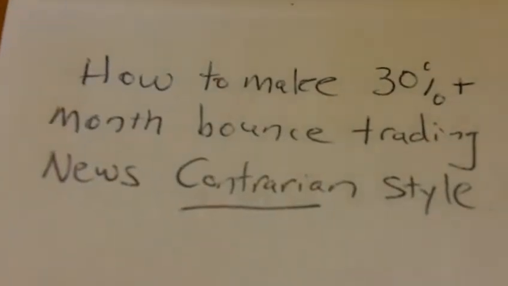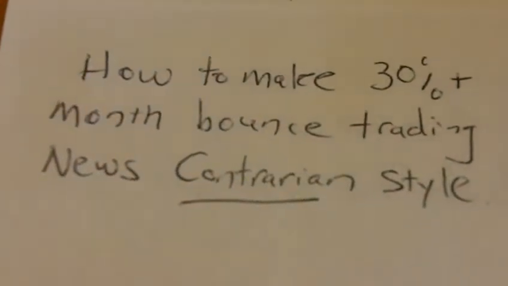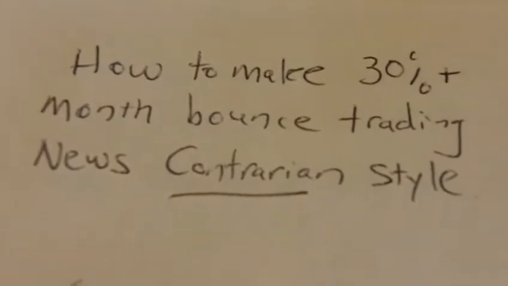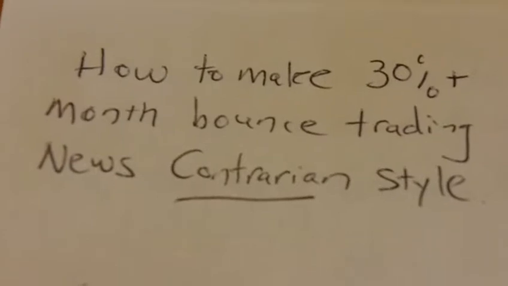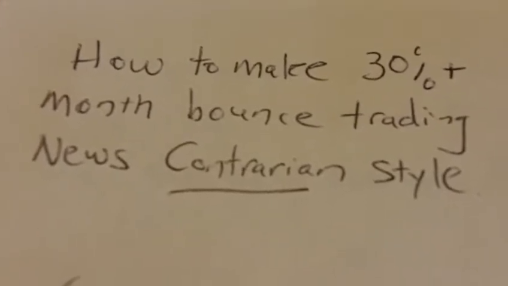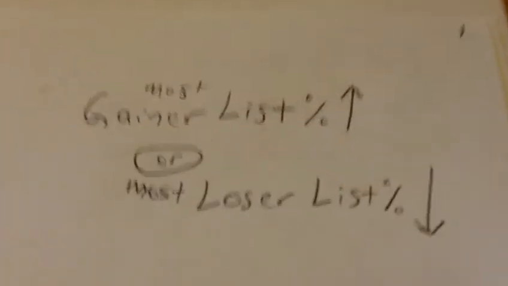Welcome to the video of how to make 30% a month trading the news. In this video, we're going to learn how to contrarian trade the news, going against public overreaction, to make money on bounce backing and options. As demonstrated in the previous video, the majority of the public tends to overreact. So what do we mean by bounce backing and options?